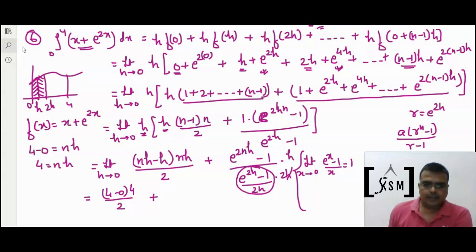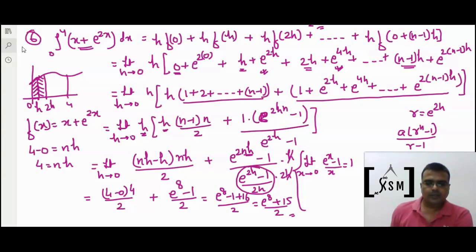And h and h cancel. So we are left with e to the power 2 times 4, since the nh value is 4, which is e to the power 8 minus 1 over 2. And that makes e to the power 8 minus 1 plus 16 over 2, which is e to the power 8 plus 15 over 2. And that is my answer. So this is the end of the limit of sum. Okay, hope you understood. Thank you.